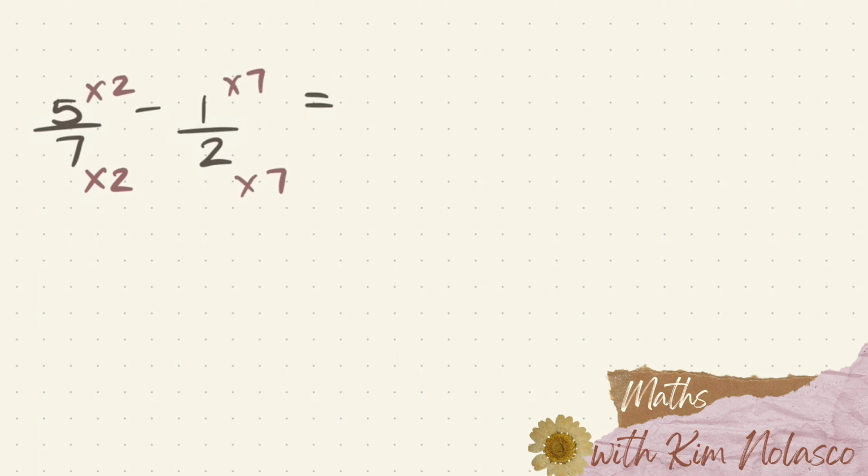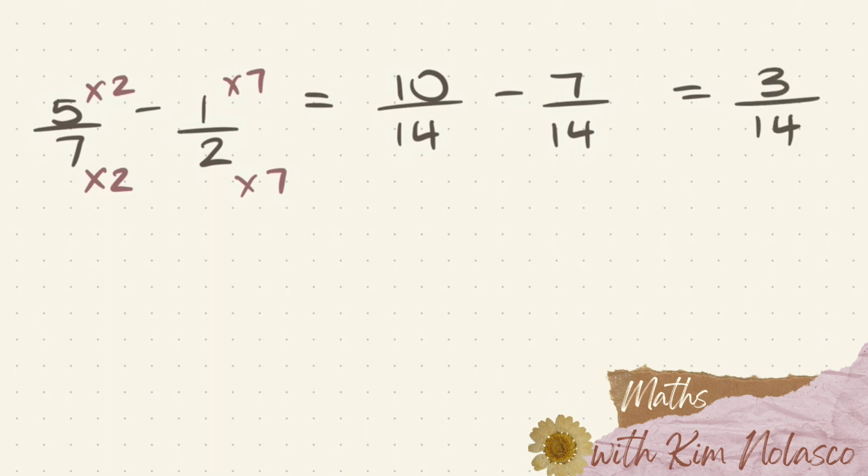For the next example, we're going to work out 5/7 take away a half. And again, we're going to make our denominators the same. So times this by 2, times this by 7. 5 times 2 is 10, 7 times 2 is 14, 1 times 7 is 7, 2 times 7 is 14. So 10 take away 7 is 3, and 14 on the bottom. So we have 3/14.